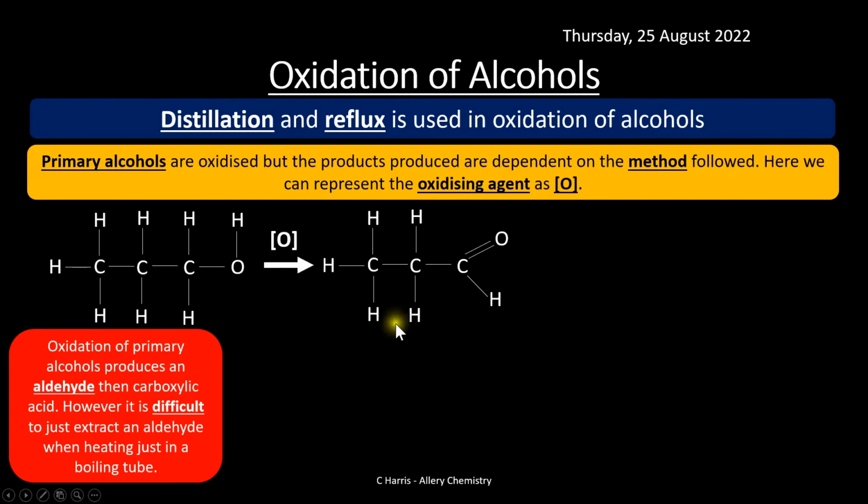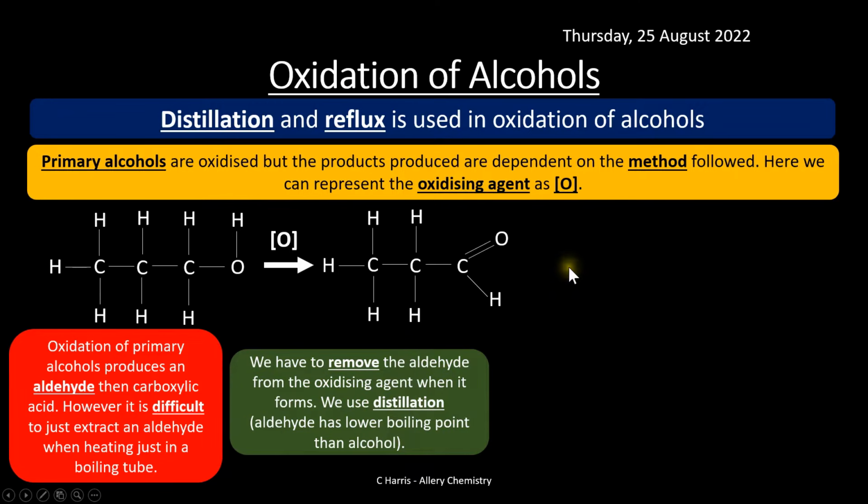This is propanol. However, if we just heated this with an oxidizing agent, say in a test tube or something, you would never do that because these are incredibly flammable, then what you would get is it would react all the way to produce a carboxylic acid, which is the next bit over here, which I'll show you in a moment. So it's really difficult to actually just get this. If you wanted your aldehyde, it's really tricky to do that.